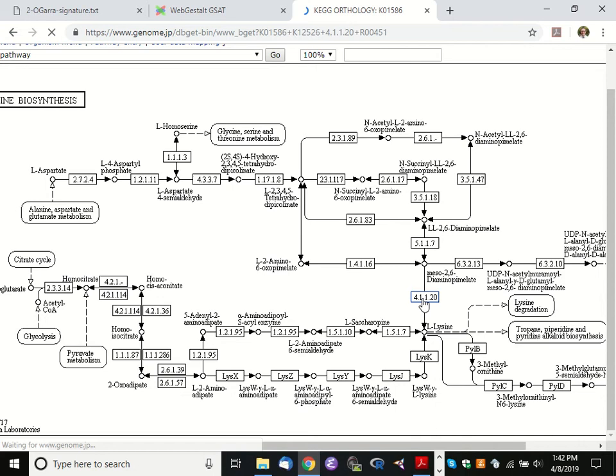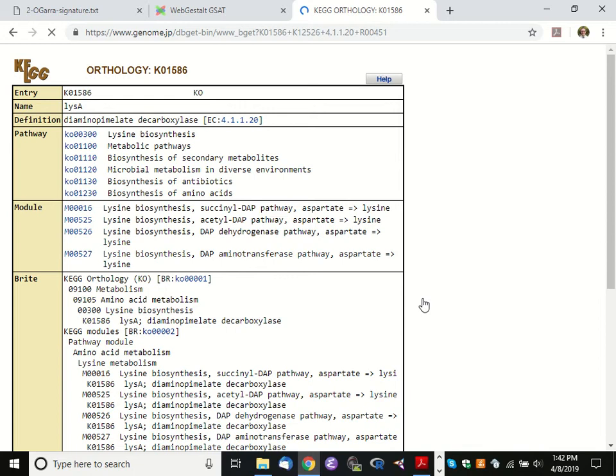All right. Remember, we were starting with pimelate and we were outputting lysine. If we click on the EC number, we get the definition of EC 4.1.1.20. It is a diaminopimelate decarboxylase. So what do you think a decarboxylase does to diaminopimelate in this case? It removes a carboxyl group.